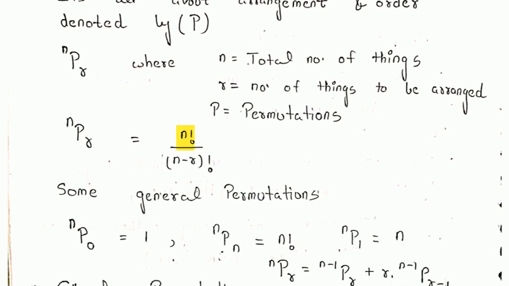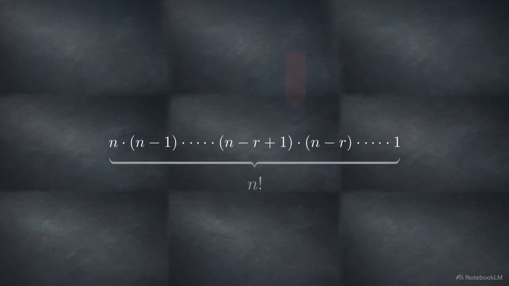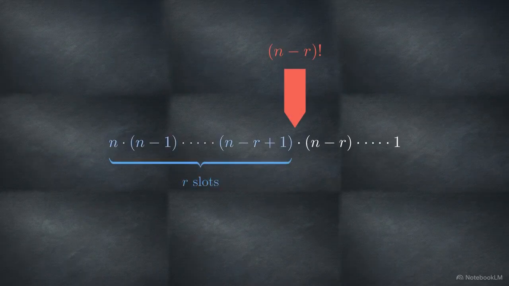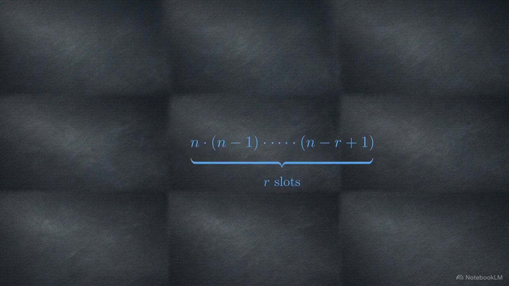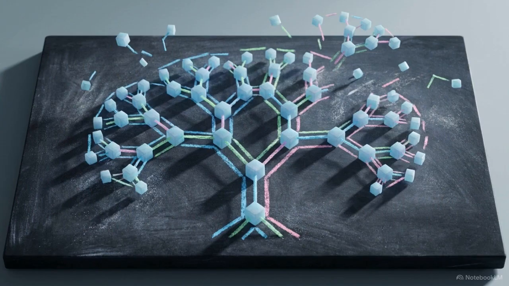The numerator, n factorial, establishes the baseline as if we were arranging every item in the set. The denominator, n minus r factorial, operates as a deliberate mathematical tool to halt the factorial sequence the moment our r slots are filled. It shears off the unused items from the calculation. Division here serves as the mechanism for severing unneeded sequential branches from the possibility tree.